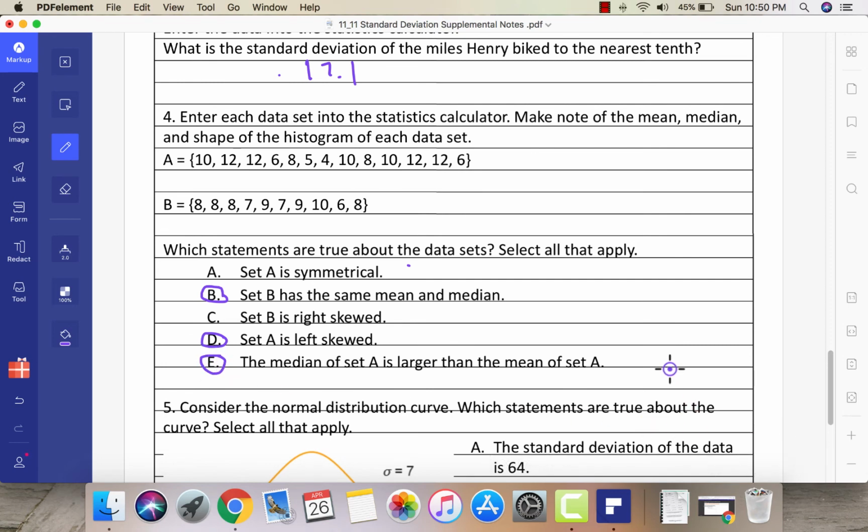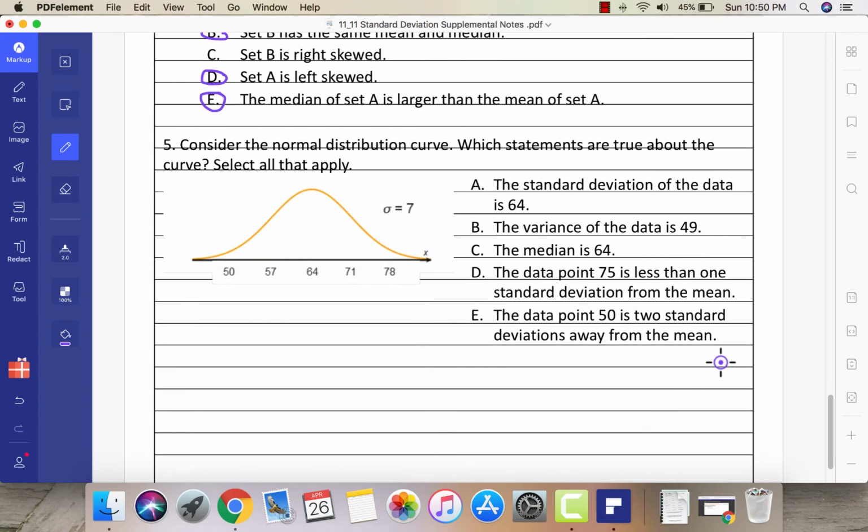All right, let's look at question 5. Consider the normal distribution curve. Which statements are true about the curve? Select all that apply. All right, so this tells us that my standard deviation is 7. So the middle of our graph is going to be our mean, which is also going to be our median, because it being a normal distribution, it means that it's going to be symmetrical.